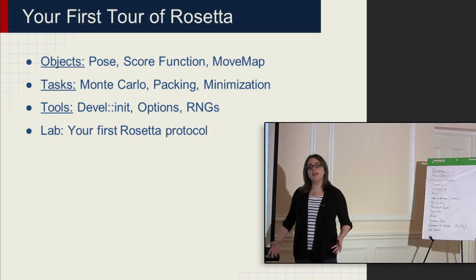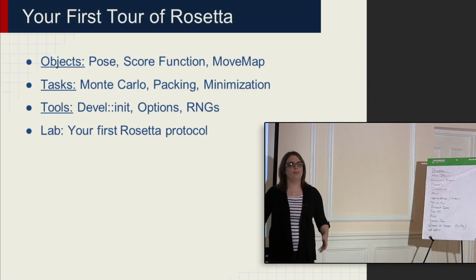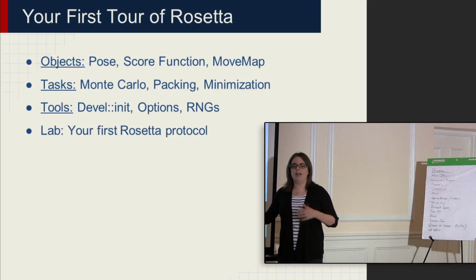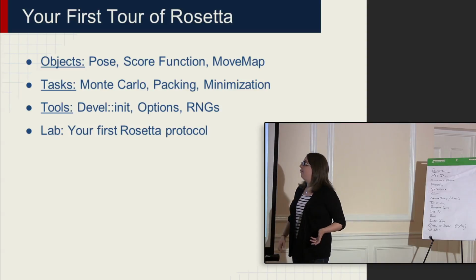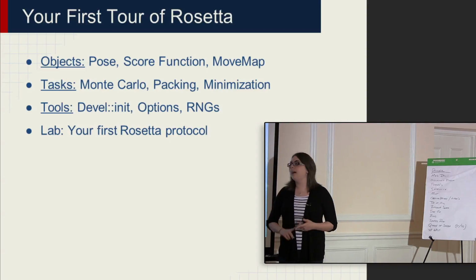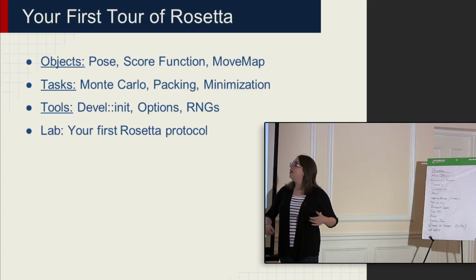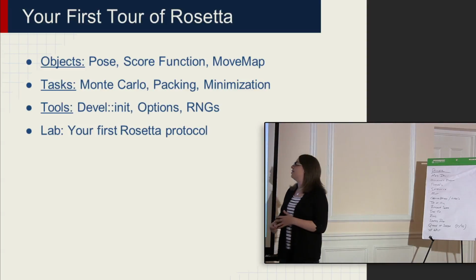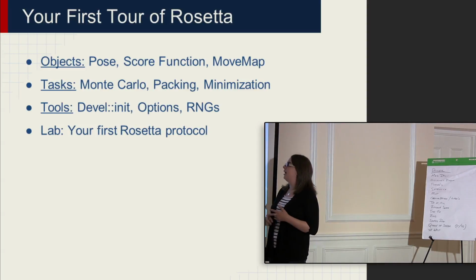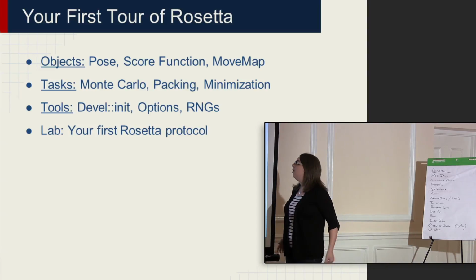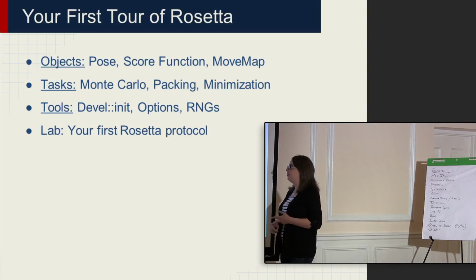You'll be doing a lab today where you'll try to build your first Rosetta protocol. You'll load in a structure of a protein, you'll try to move it, score it, and take a look at it through an interactive viewer in PyMol. And what this will do is it'll give you some exposure to some of the basic objects, tasks, and tools in Rosetta. So those objects would be pose, ScoreFunction, and a move map. Tasks like using the Monte Carlo object, packing and minimization. And then some tools that will help you to develop this protocol, which is the development factory, options, and random number generators.